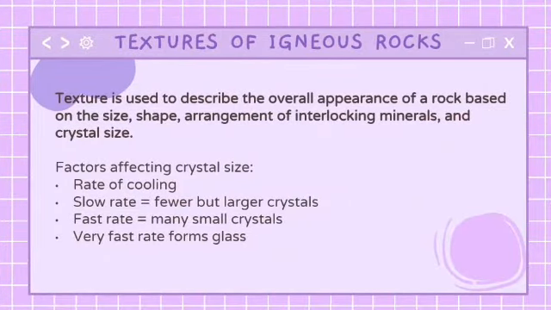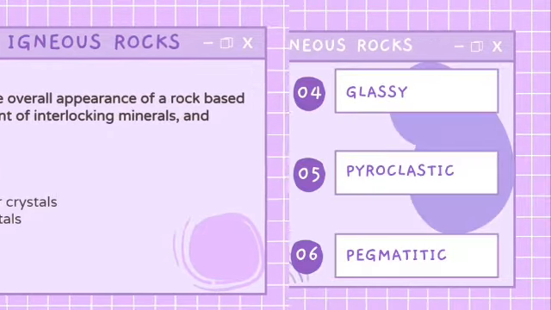So let's go to the texture of igneous rocks. Texture is used to describe the overall appearance of rock based on the size, shape, and arrangement of interlocking minerals, and crystal size. Factors affecting crystal size include rate of cooling. If the cooling rate is slow, the crystals will be few but large, but if the cooling rate is fast, many small crystals will form. But if the cooling is very rapid, it will form glass.